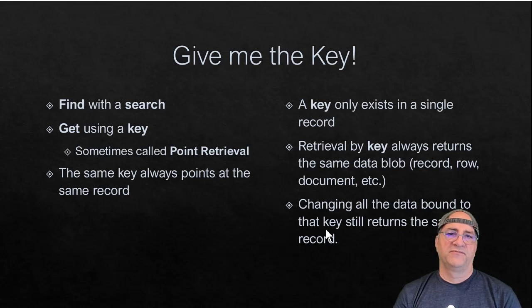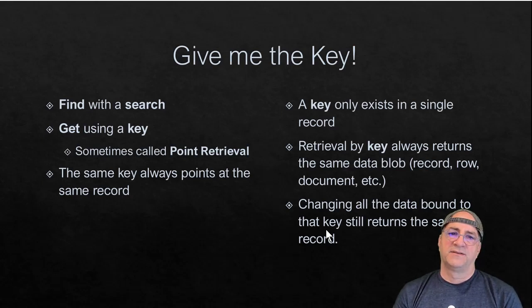And a retrieval of a key always returns, so that would be like a get. If we call a get a point API, we're going to do a point retrieval based on a key. You always get the same record. That doesn't mean you get the same data back, right? So you might get something completely different. And actually, somebody might mess up and replace the data for that key with some other person.